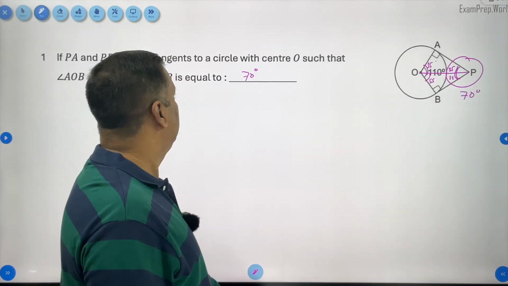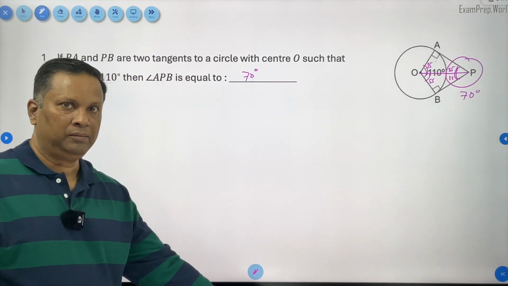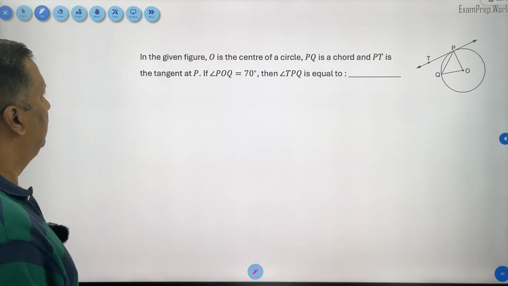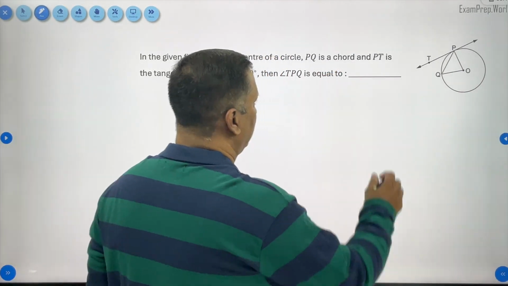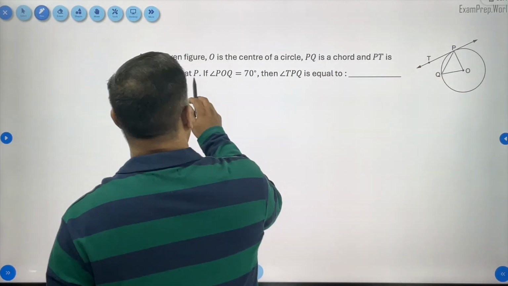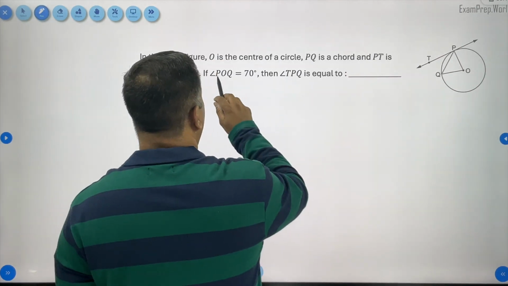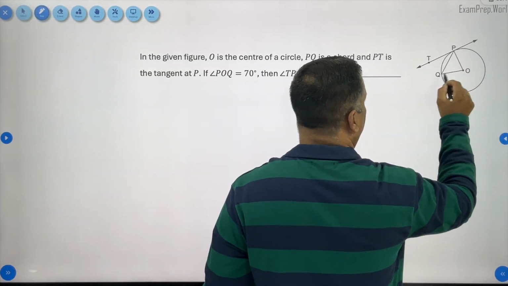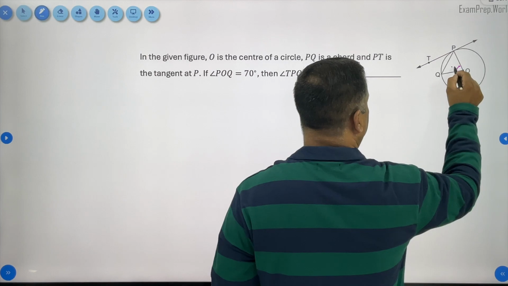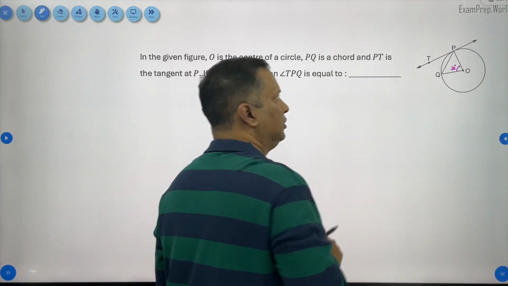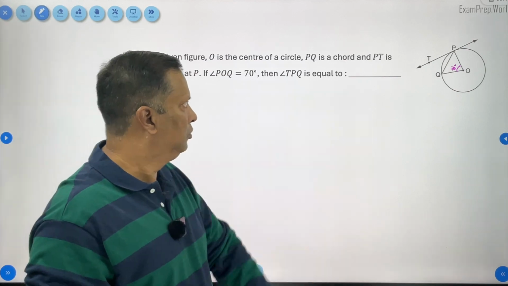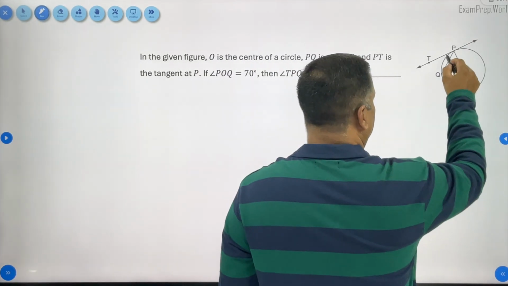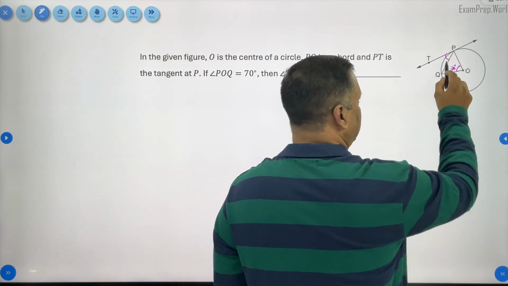Now let us do the next question. Here, O is the center, and see, this triangle is isosceles. PQ is 70, POQ, this angle is 70 degrees. Okay, POQ is 70. Now they are asking TPQ, practically this angle.